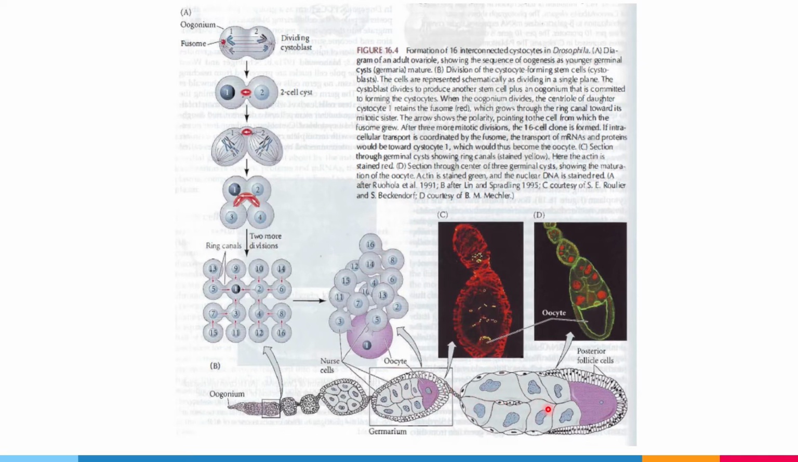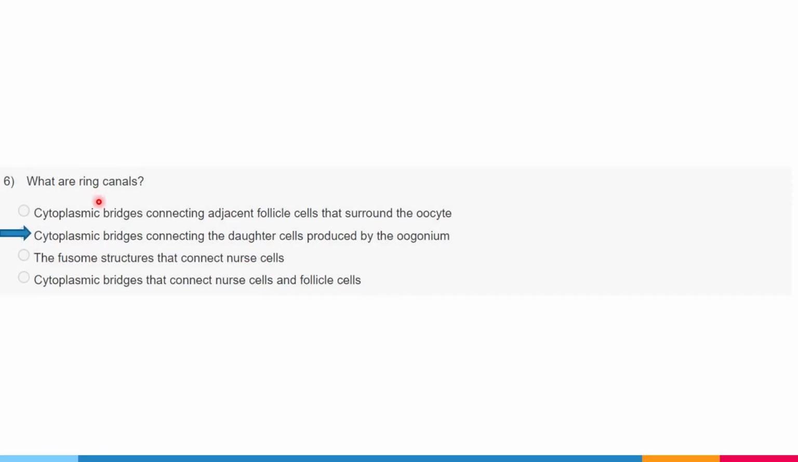In the developed oocyte, you can see these are the nurse cells that are present, and this is the oocyte, which has grown larger in size. So ring canals are the connections between the nurse cells and the oocyte. And these are the follicle cells which are present on the boundary. These are somatic cells, and they do not have a direct connection with the germline nurse cells or the oocyte. So what are ring canals? Ring canals are cytoplasmic bridges connecting the daughter cells produced by the oogonium.